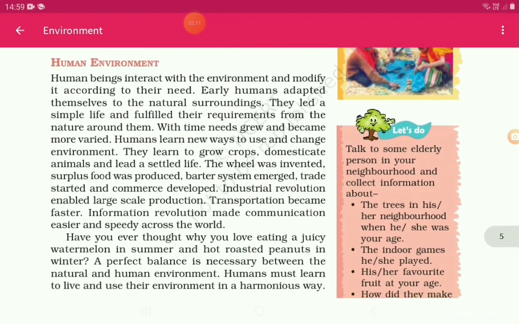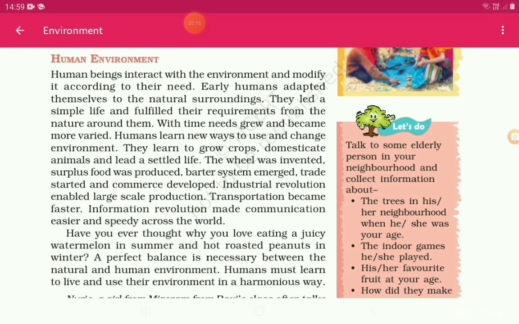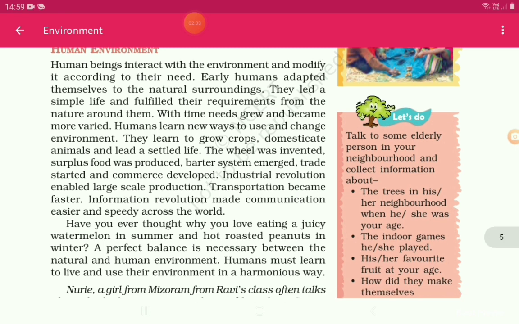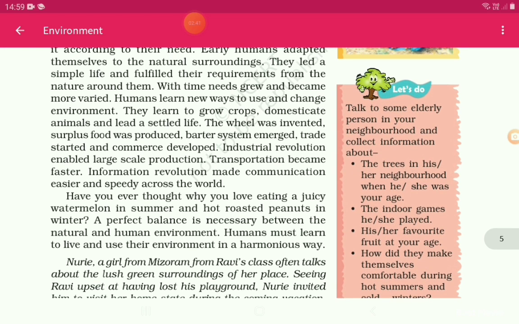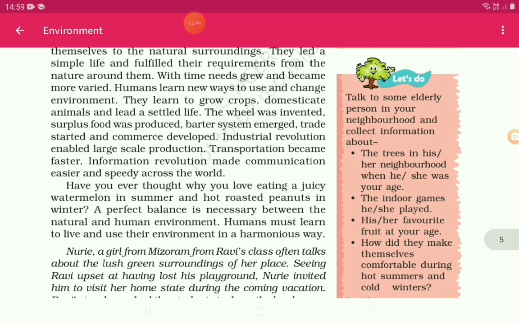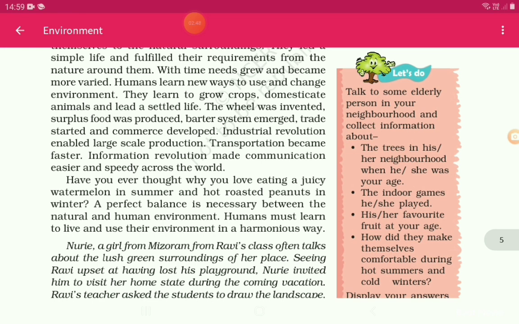Human environment. Human beings interact with the environment and modify it according to their need. Early humans adapted themselves to the natural surroundings. They led a simple life and fulfilled their requirements from the nature around them. With time, needs grew and became more varied. Humans learned new ways to use and change the environment. They learned to grow crops, domesticate animals, and lead a settled life. The wheel was invented, surplus food was produced, the barter system emerged, trade started, and commerce developed.